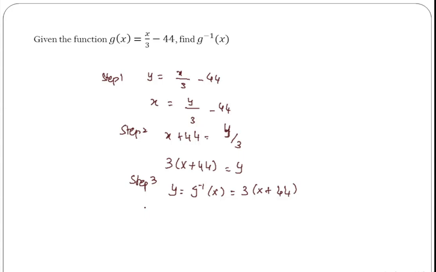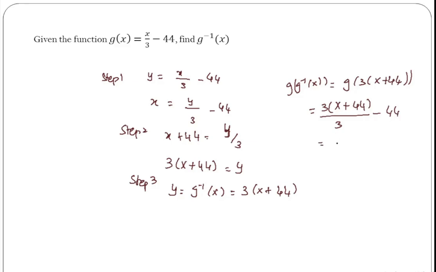Do you wish to check the conditions? Yes, we can check. So g of g inverse of x, g of 3 times x plus 44. Am I right? Yeah. Then g is x by 3 minus 44. So here x is 3 times x plus 44, then over 3 minus 44. 3 and 3 cancel each other. x plus 44 minus 44. So x would be the value.